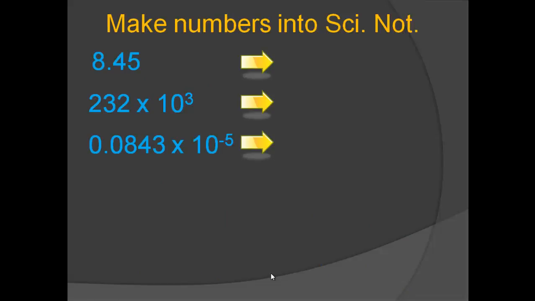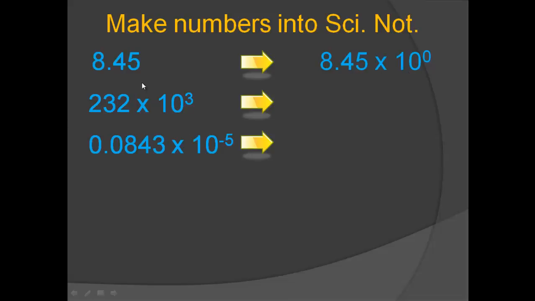Now, I want you to try to make these numbers into scientific notation. Remember, you got to have a coefficient between 1 and 10, and you got to have a base of 10 with a whole integer. Obviously, this guy does not have a base of 10. So how would you make this into scientific notation? Well, you would have to add the base of 10. So 8.45 times 10 to the 0 power. Any number raised to the power 0 is always equal to 1. So in essence, what this is saying is 8.45 times 1, which is 8.45.